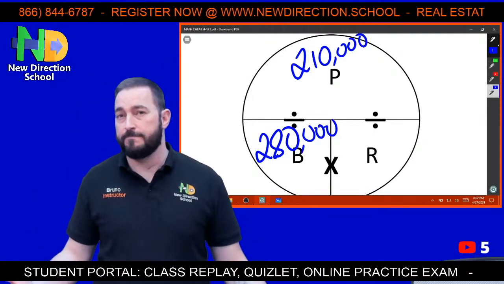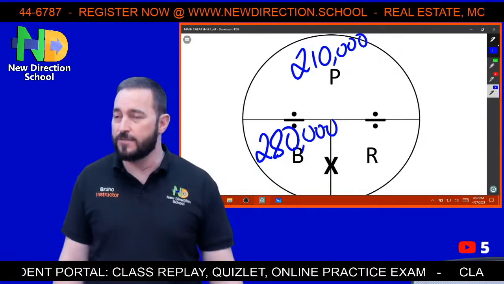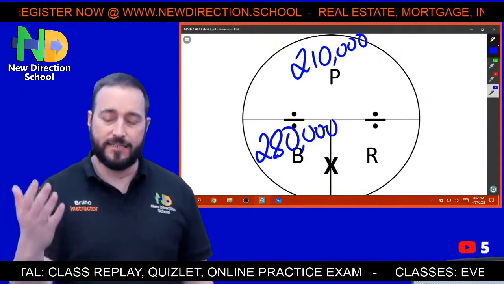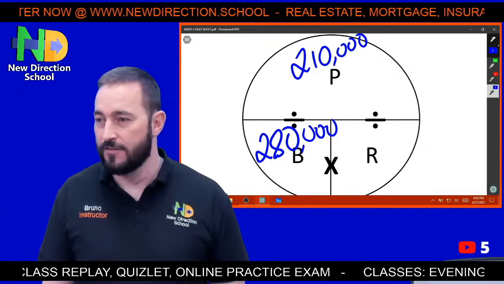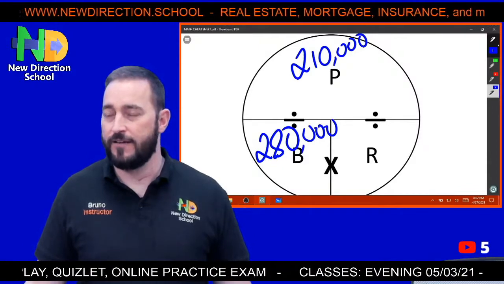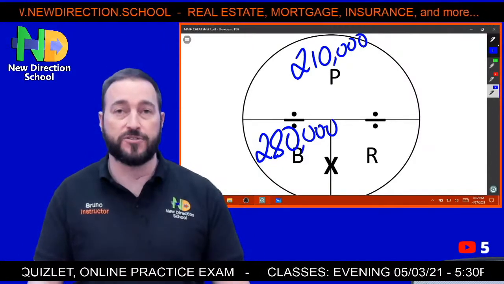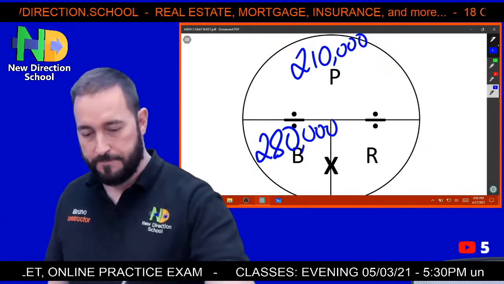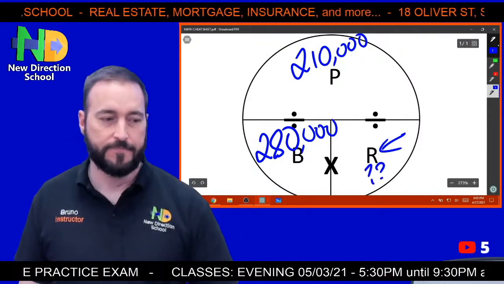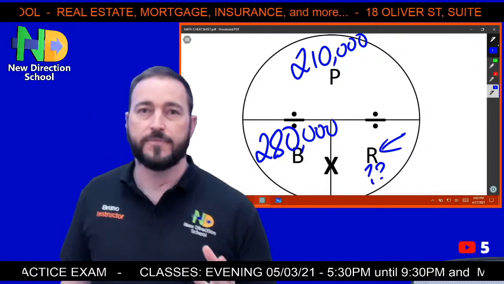The purchase price of this home that John is buying is $280,000. The loan amount is $210,000. What is the LTV? Okay, LTV is a rate. It's a percentage. Where do percentages go? Always here. So where is the question mark? Right here. You guys understand?